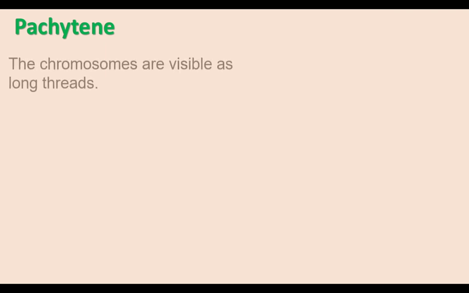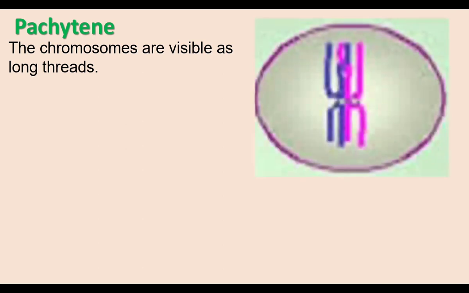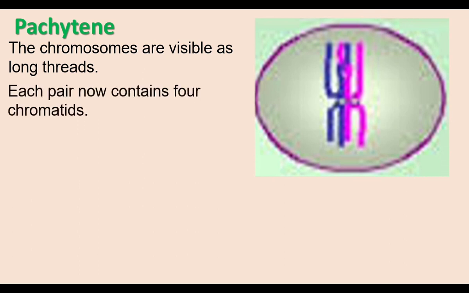Pachytene is the third substage of prophase I. The chromosomes are visible as long threads. The chromatids are also visible. Each pair now contains 4 chromatids. A chromosome has 2 chromatids, so a pair of chromosomes has 4 chromatids. The chromatids are visible in the pachytene stage.